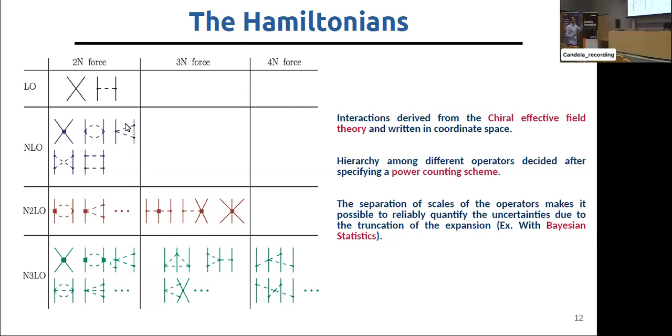and this establishes a well-defined hierarchy among them. So for instance, the power counting scheme you see here is the so-called Weinberg power counting. One contribution to the observable is expected to be larger than all the others. Then we have the next leading order, next-to-next leading order operators, and so on.